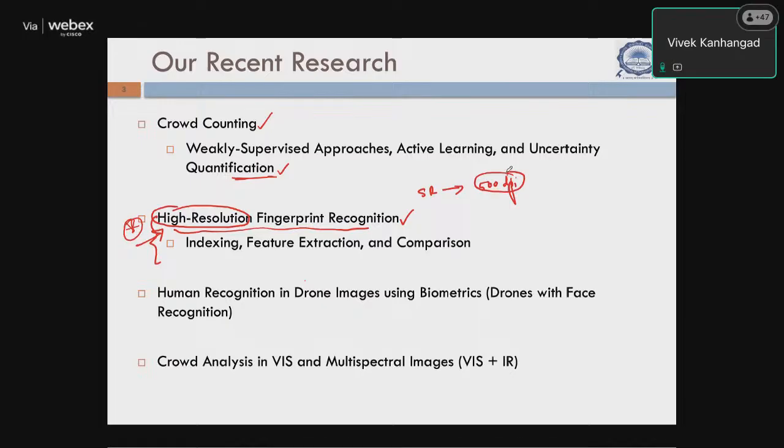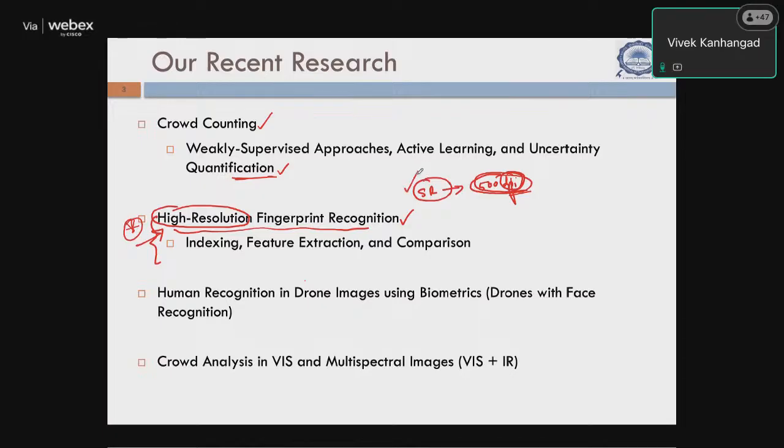Okay, dots per inch actually comes from the legacy printing domain, where if you have more dots per inch, the resolution of the print would be better. But here we are talking about digital images, so it should be pixels per inch. But still we use the name dots per inch. So 500 dots per inch or 500 pixels per inch is what we consider standard resolution for fingerprints.